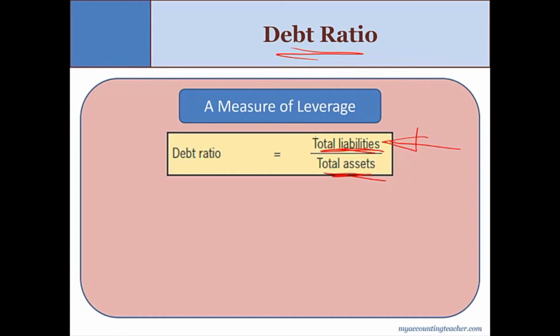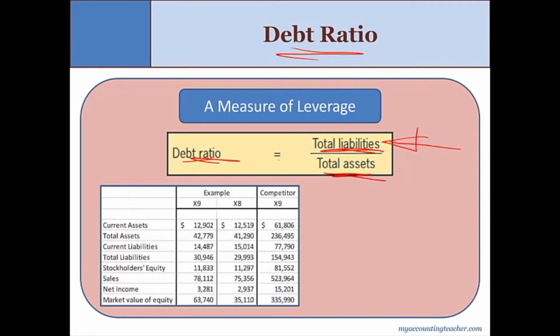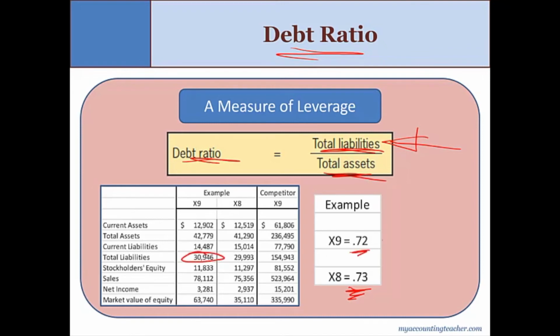To calculate the debt ratio, it's pretty easy. We take total liabilities. We divide it by total assets. We get a percentage. Here's a quick example. Using, again, our data, in X8 their debt ratio is 0.73, which means 73% of our assets are funded by liabilities. In X9, that had gone down just a touch to 0.72. And we say, okay, well, it's fairly constant, 0.73, 0.72. How does it compare to its competitors? And when we look at that, we see that its competitor is 0.66.